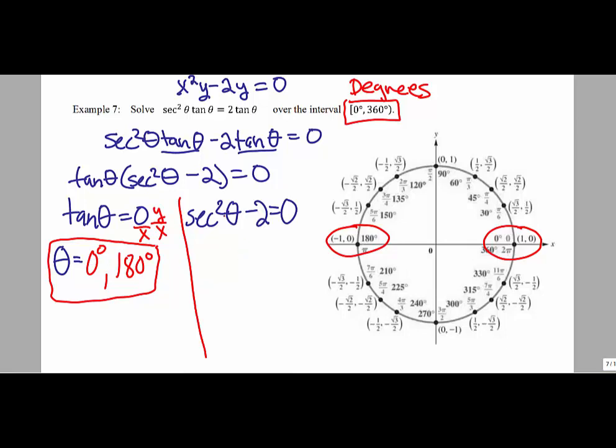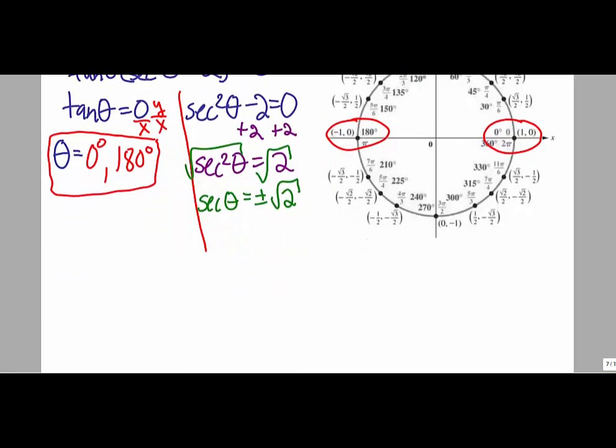Here we need to solve by using the square root method. We have the quadratic term, we have the constant term. We do not have a linear term. So I can solve using the square root method by adding 2 to both sides. And once I have that secant squared equation by itself, we can take the square root of both sides. And remember that when you take the square root of both sides, you have to put in the plus or minus. So we have secant theta is equal to plus or minus the square root of 2.